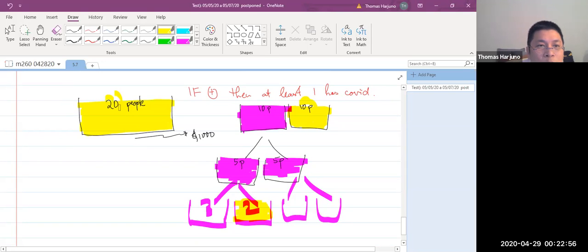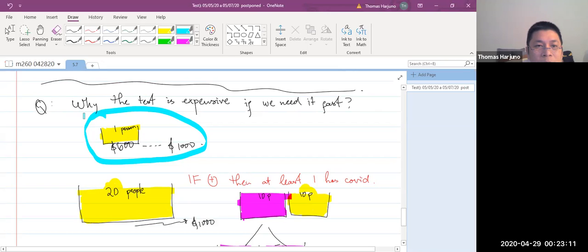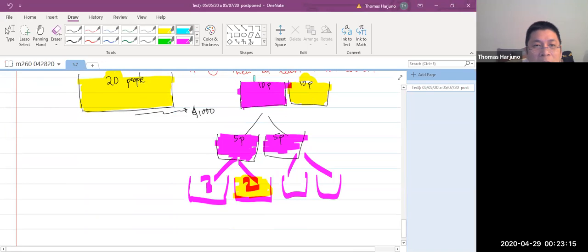instead of doing the test 20 times, 1 test per person, okay, 1 test per person. Imagine if they need to do one test per person. For 20 people, it will cost 20,000, right? Now, if they do it this way, the number of tests, even if all of them are tested positive, of course it will cost more, but the chance is actually quite small.